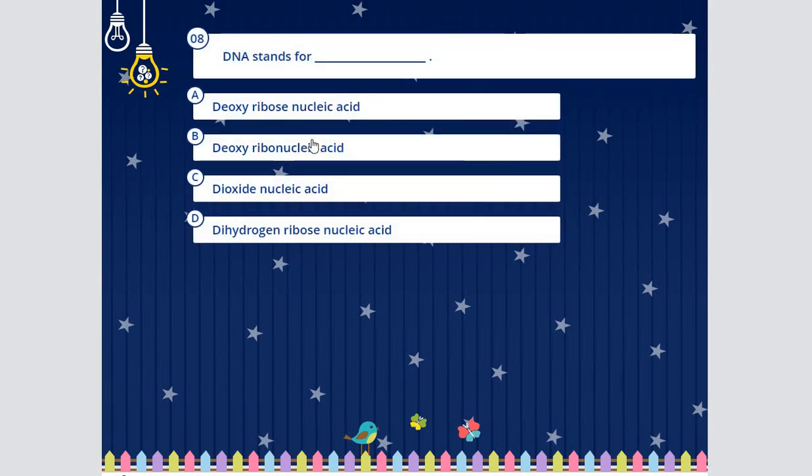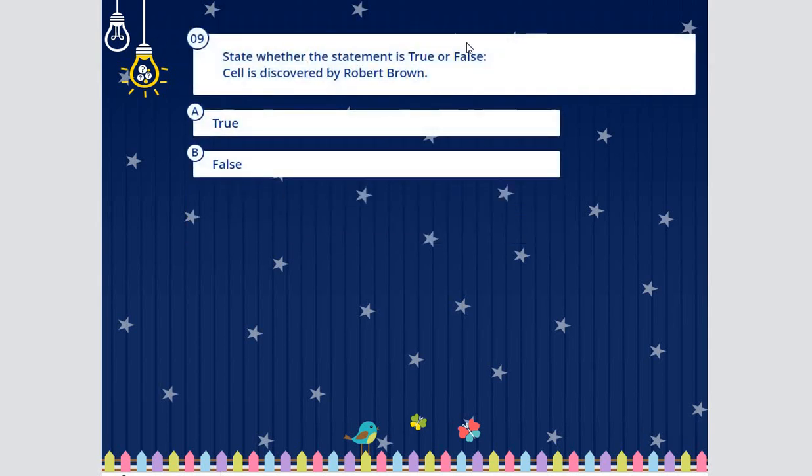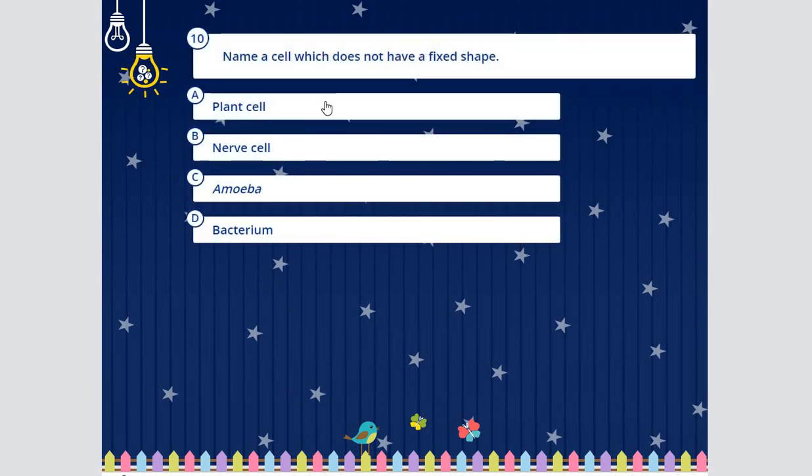DNA stands for deoxyribonucleic acid. I think this one is the answer. No, this one. Deoxyribonucleic acid. Correct. Check true or false. Cell was discovered by Robert Brown. False. Robert Hooke discovered it. Name a cell which does not have fixed shape. Amoeba.